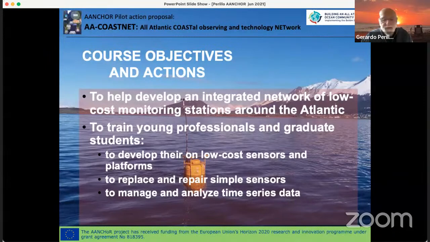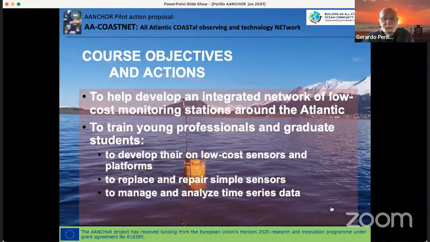And the idea is that instead of having black boxes, we have white boxes, basically, in which we can put our fingers inside the electronics and repair it without any problem. And of course, the other issue is that since all these sensors provide you time series data, the idea is also to give them some basic information on how to manage and analyze this time series data.